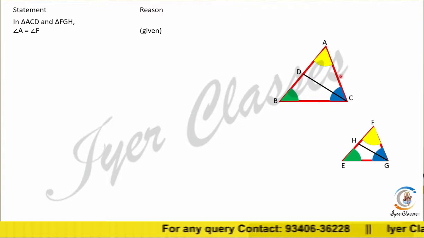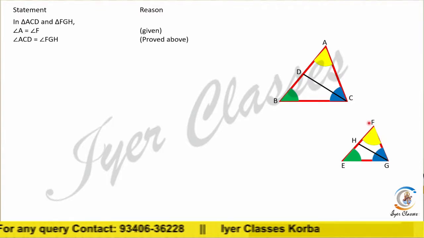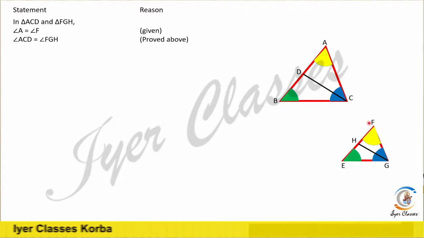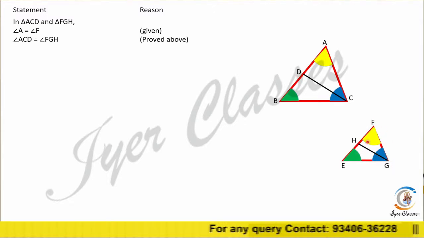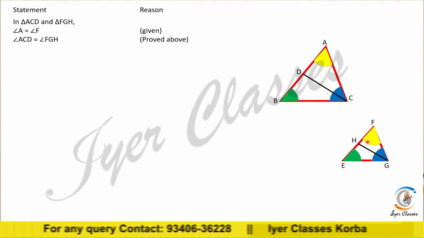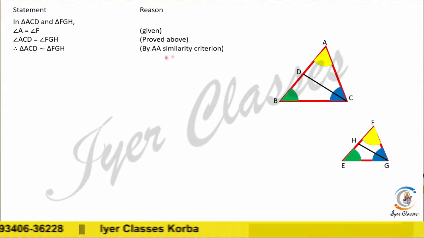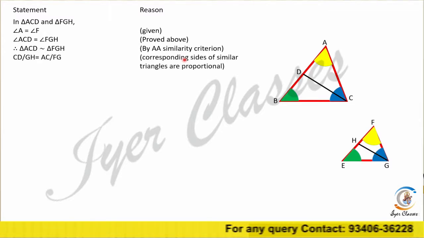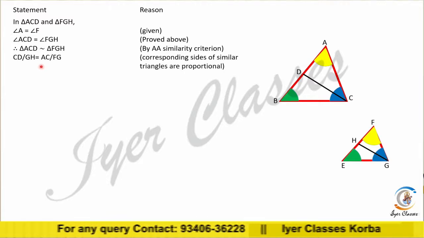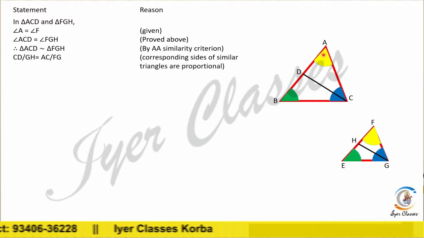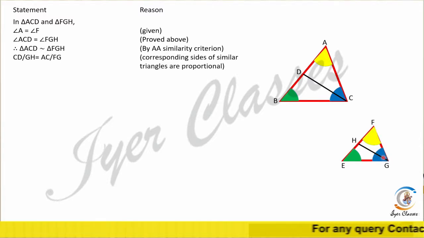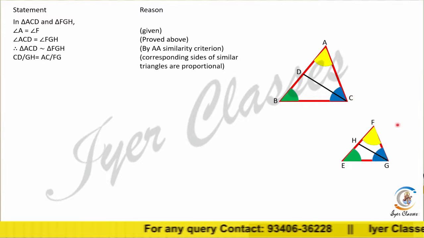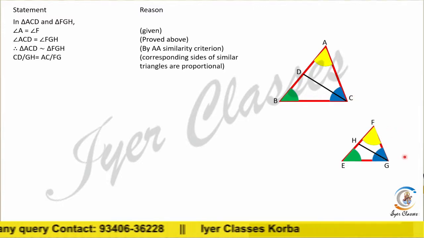Consider them. You have got the two yellow angles equal to each other, which is given to us as the triangles are similar, and angle ACD and angle FGH, the halves of angle C and angle G, are also equal. So the two triangles are similar by the AA similarity criterion. Now, if the two triangles are similar, you will also have the sides proportional to each other. The side opposite to the yellow angle in this triangle is CD, and in the other triangle the side opposite to the yellow angle is HG, and that is proportionate to AC by FG, right? We have proved two things.